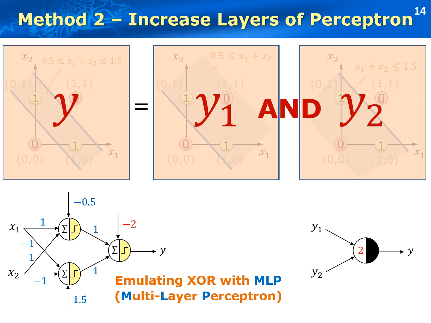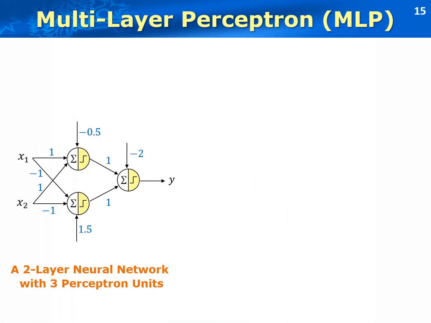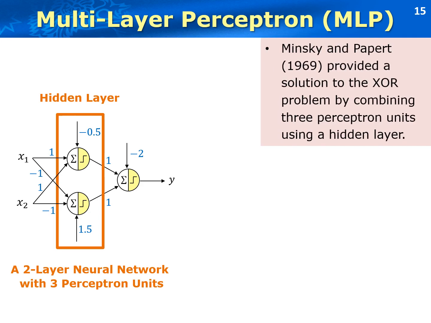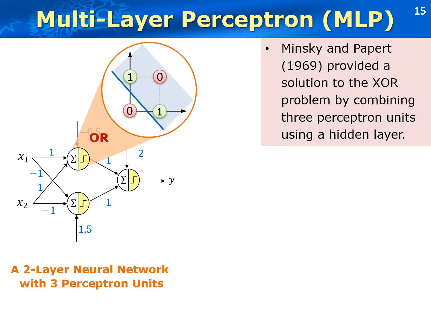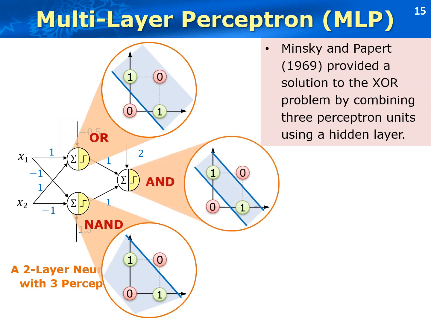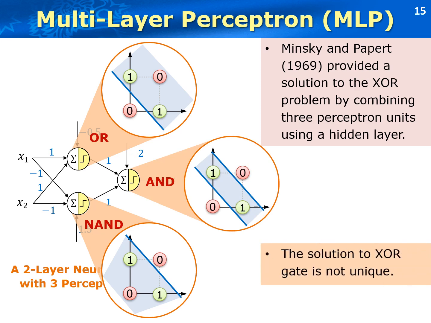This solution to the XOR gate is provided by Minsky and Papert, who added a hidden layer to make a 2-layer neural network with 3 perceptron units. This unit represents the OR gate. This one is the NAND gate, and this one is the AND gate. It is important to note that this solution is not unique. There are many other multi-layer perceptrons with different weights and biases that can address the XOR problem.